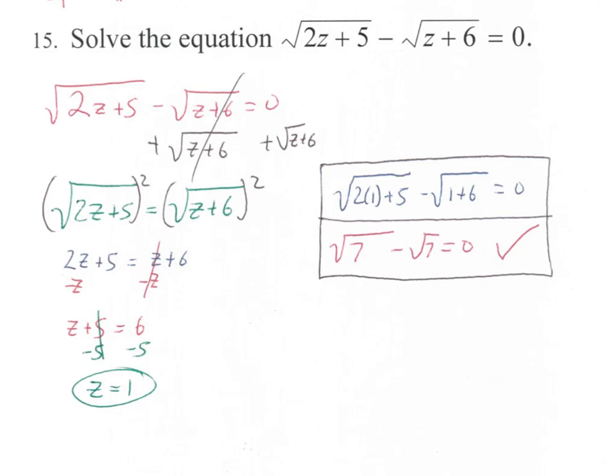But check. Always check. Please, please, please. So I put 1 into both z's. So 1 there and 1 there. So it becomes 2 plus 5 is 7. 1 plus 6 is 7. And the square root of 7 minus the square root of 7, yes, it is 0. So we are good. Don't forget in this chapter test to check your answers. If you're solving, check. Square roots, cube roots can have issues. Just be careful.